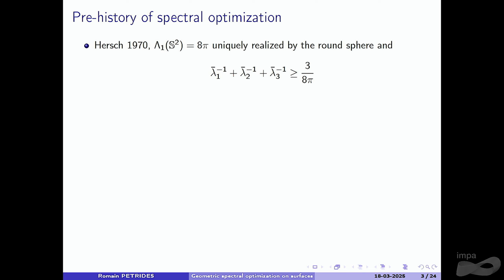Misha told you about the eigenfunctions on the round sphere, the coordinate functions. The way to prove this is just a test function argument. You have lambda 1, which is defined as an infimum of the Rayleigh quotient, and you test the coordinate functions on the sphere to prove that they are the best ones in order to have 8 pi. This is, coarsely, the argument of Hersch. And we can refine this argument to get this kind of inequality, which is a generalization.